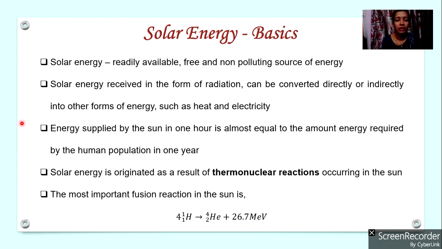So we know that the energy released from the sun is very high. Tremendous amount of energy is being generated from the sun. And the energy supplied by the sun in 1 hour is so high that it can supply all the energy needs of the human population in 1 year.